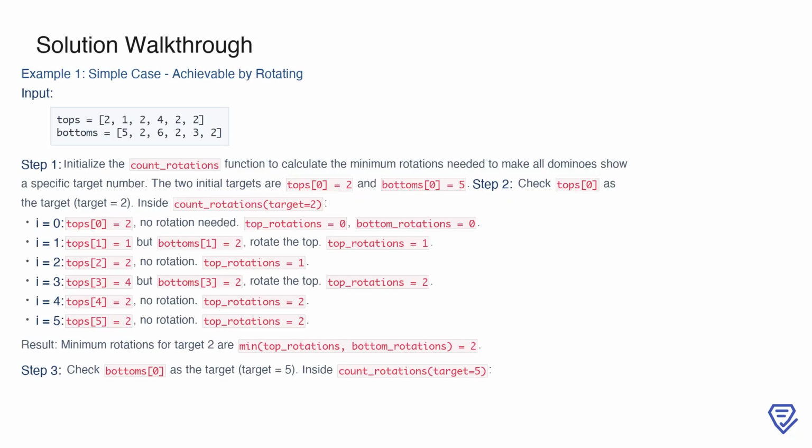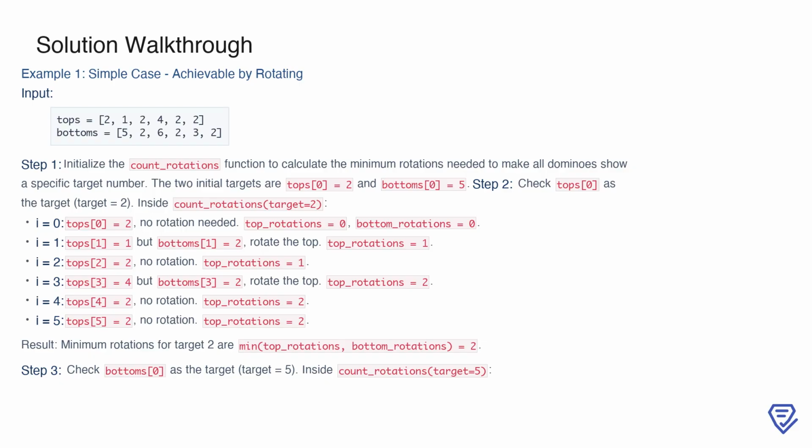Here, we begin with an example where it's possible to make all dominoes show the same number by rotating. The input arrays are tops equals 2, 1, 2, 4, 2, 2, and bottoms equals 5, 2, 6, 2, 3, 2. The first step is to initialize a helper function, count_rotations, which calculates the minimum number of rotations required to make all dominoes show a specific target number. The two initial target candidates are tops[0] equals 2 and bottoms[0] equals 5. We start by evaluating tops[0] as the target, which is 2.